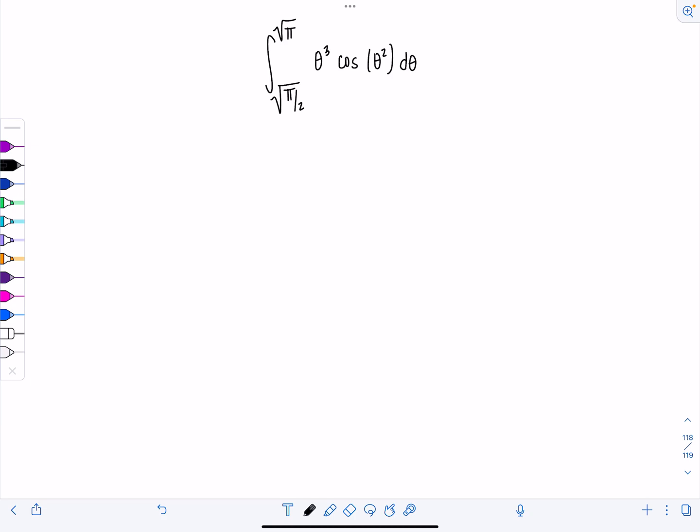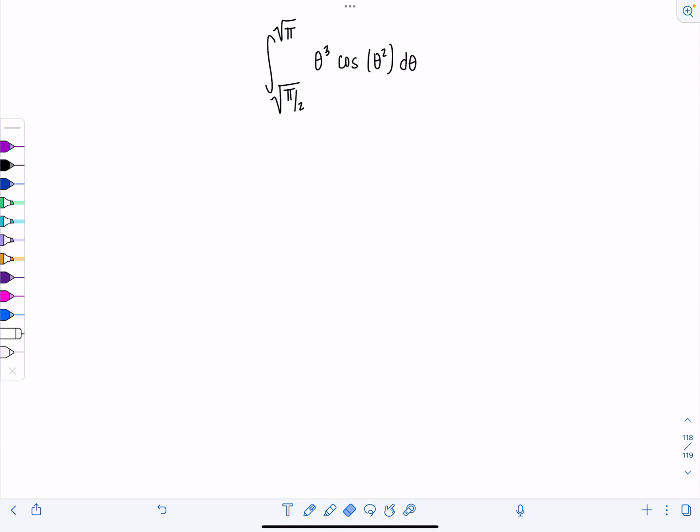We have a definite integral from the square root of pi over 2 to the square root of pi of theta cubed cosine of theta squared d theta. And I will give you a little hint. First, you're going to need to make a substitution and then use another integration technique. So if you want to pause the video and give it a try, feel free.